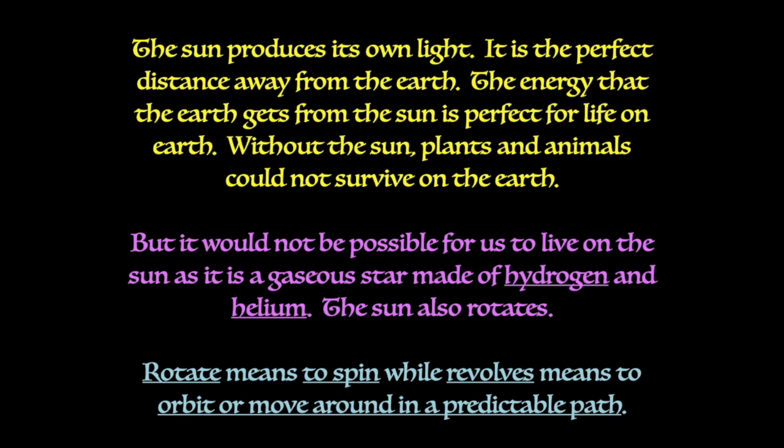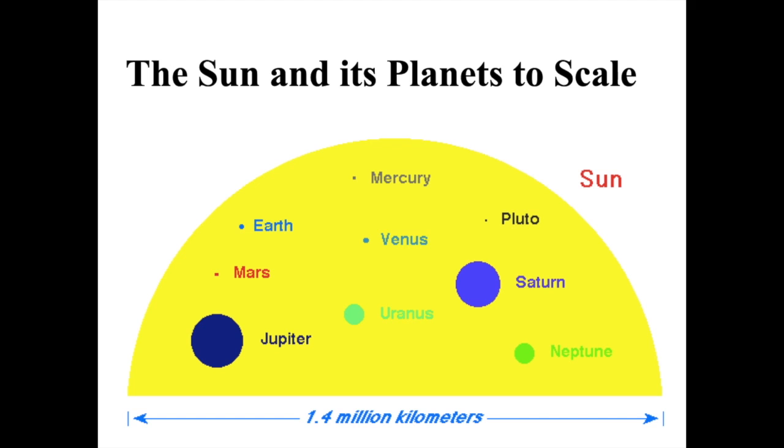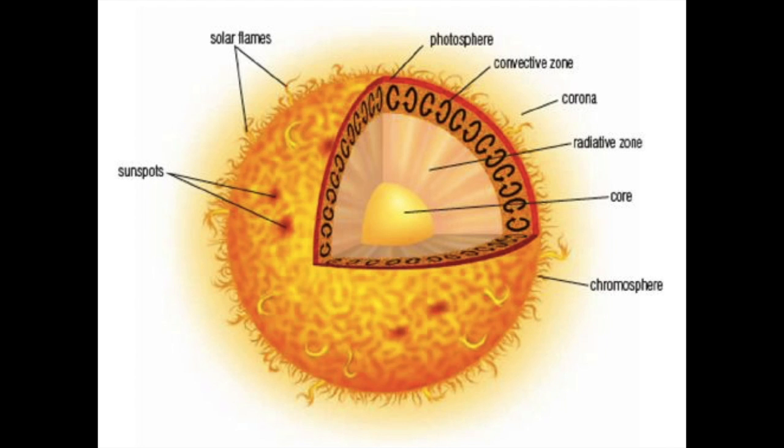Now, make sure you don't confuse rotation with revolution. Rotation meaning spinning, while revolution means going around something. The moon revolves around the Earth. The Earth revolves around the sun. This is a comparison of the size of the planets compared to the sun. This is a page that you do need to be aware of.